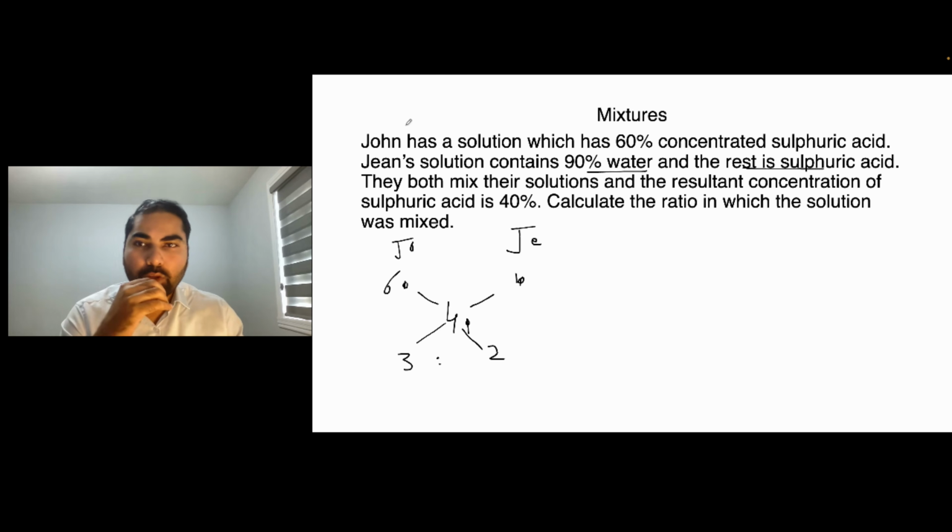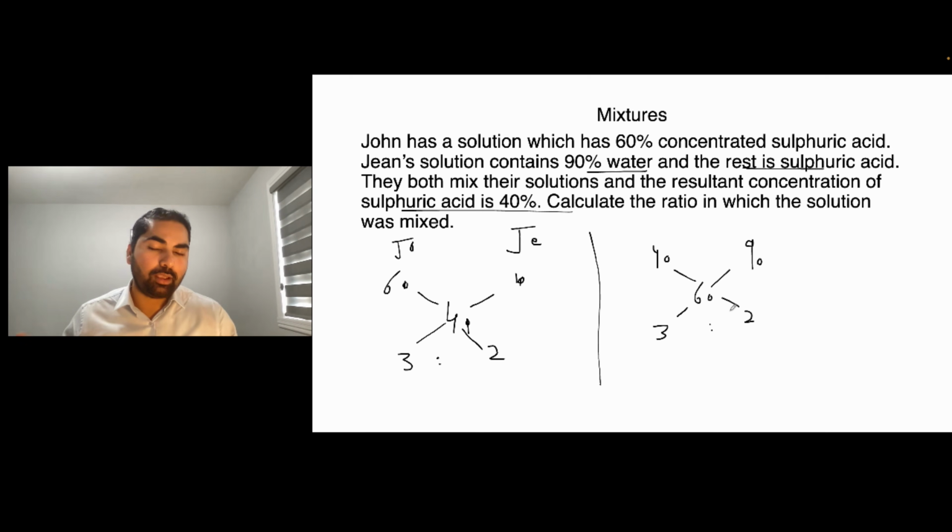Like for instance, John's solution is 60% acid, I'm assuming, so it's 40% water. Jean's solution is 90% water. And overall, since the resultant solution is 40% acid, that's going to be 60% water. And you can see that still comes out to 3:2, right? That still comes out to be the exact same thing. So even if you take it from an acid perspective, or from a water perspective, whichever perspective you take, you're going to end up getting the same answer, which is the beauty of this expression here.